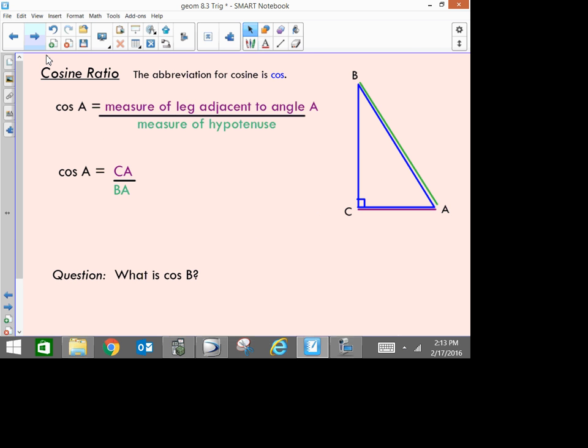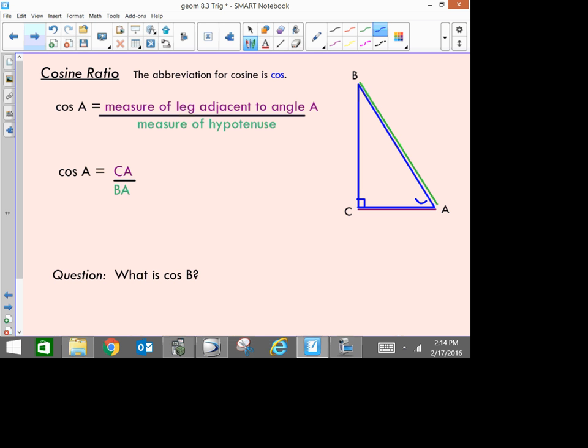All right, let's talk about cosines. The same idea, except grabbing different sides. Cosine says the measure of the leg adjacent to A. Here's A. What's the leg adjacent to A? It looks like it's in purple, AC. Wait, don't we have two things adjacent to A? How do we know the difference then, Jessica? Good. The other one's the hypotenuse, and then there's the hypotenuse down here again.